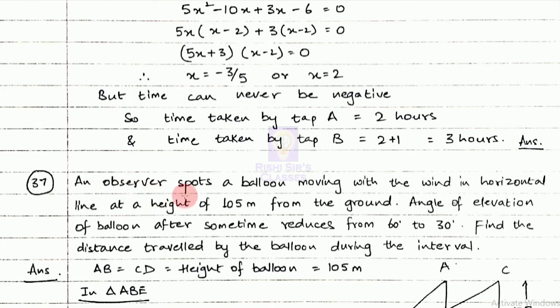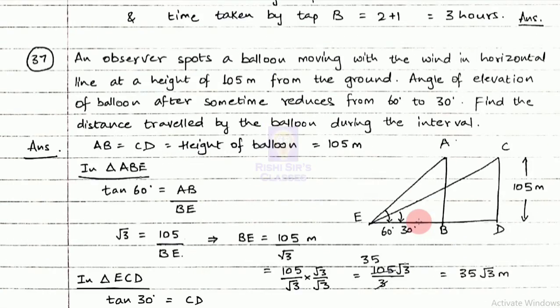An observer spots a balloon moving with the wind in a horizontal line at a height of 105 meter from the ground. The angle of elevation of the balloon after some time reduces from 60 to 30 degree. Find the distance travelled by the balloon during the interval.